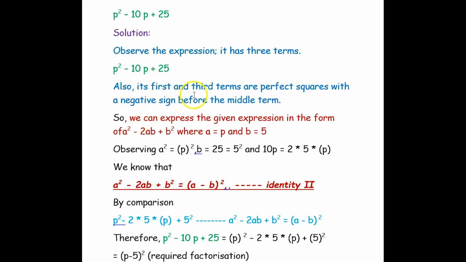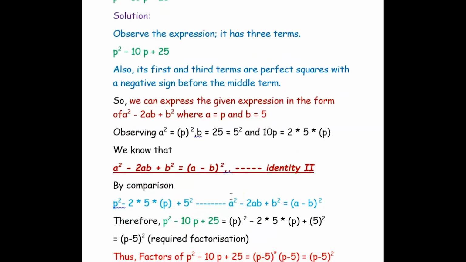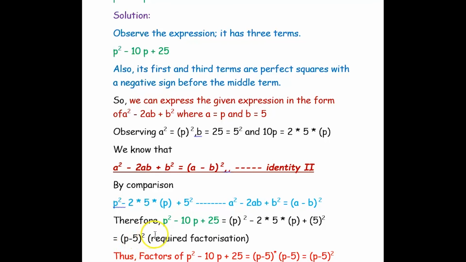So if it is of this type, we can rewrite the given expression in the form of a square minus 2ab plus b square. If you compare this with the given expression, a is nothing but p and b square is 25, so b will be 5. Then we can express it as p square minus 2 into 5 into p plus 5 square. On comparing with identity 2, that is a square minus 2ab plus b square equal to (a minus b) whole square, we can write it as (p minus 5) the whole square.